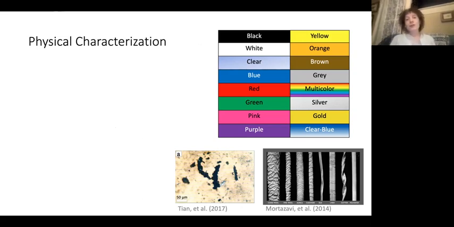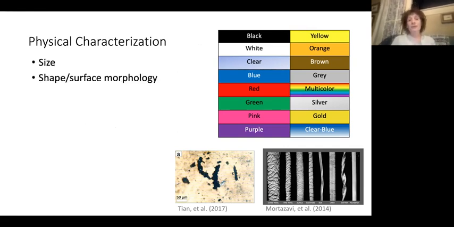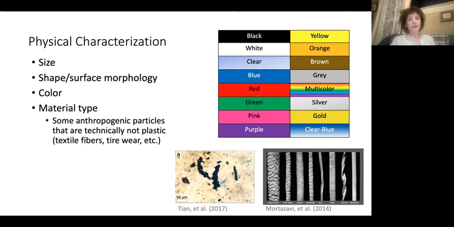So the physical characterization of microplastics is really an art in and of itself. It takes a lot of time. You need to think about the size, the shape, and surface morphology. For smaller particles, smaller microplastics and nanoplastics, surface charge can be very important, as well as functional groups that are added to that particle. Color can be important, depending on maybe what organism you're having that plastic interact with. Some fish are visual predators, and so color can make a difference.